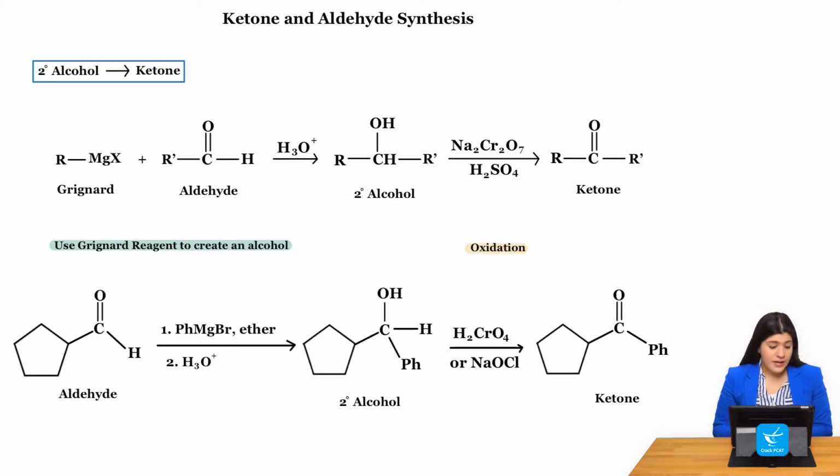For example, we could have something like this. We'll start off with our aldehyde. Our Grignard reagent is here. And then this is an ether and acid. And then this combined will then give us our secondary alcohol. And then at this step, now we can oxidize this and get to our ketone.